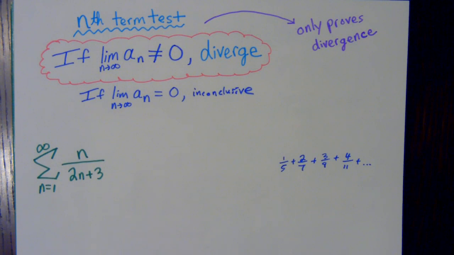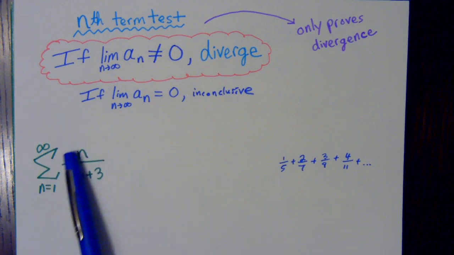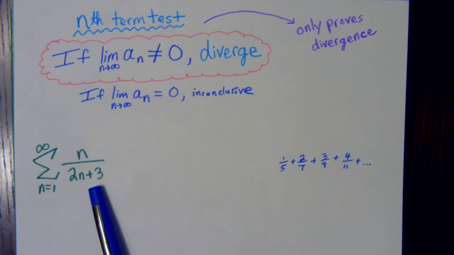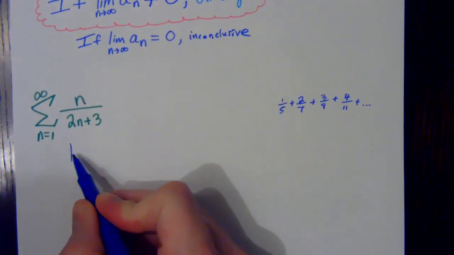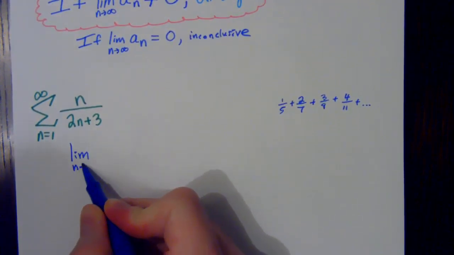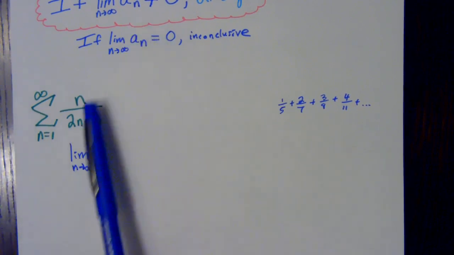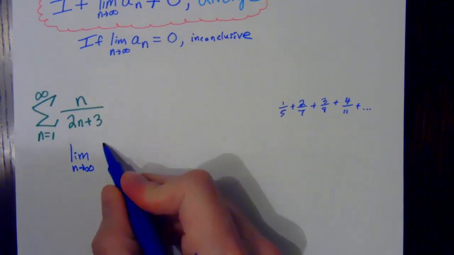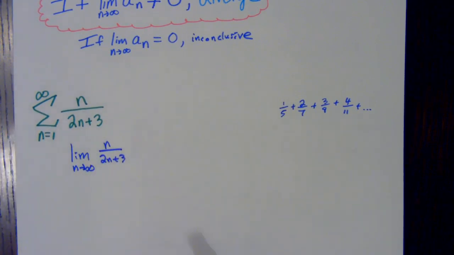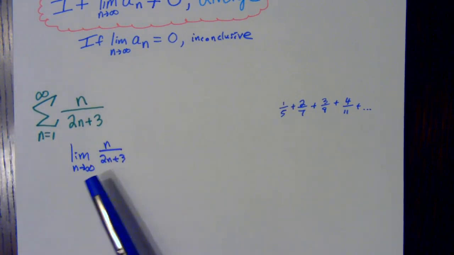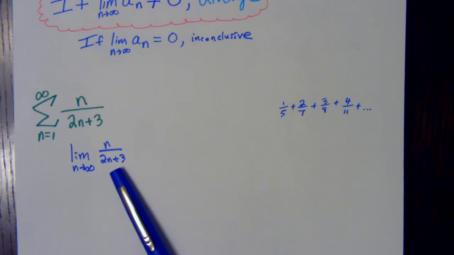It works really well when you have rational functions like this, with polynomials over polynomials, or even if you have square roots involved, things that we've done the limits of, if you can do that limit real quick. So here's how it's going to work. I'm going to do the limit as n approaches infinity of the original term, the original formula of a sub n, n over 2n plus 3. I need to see that.